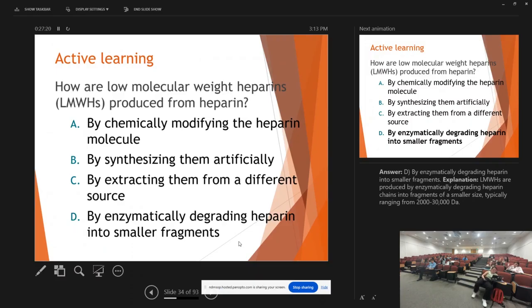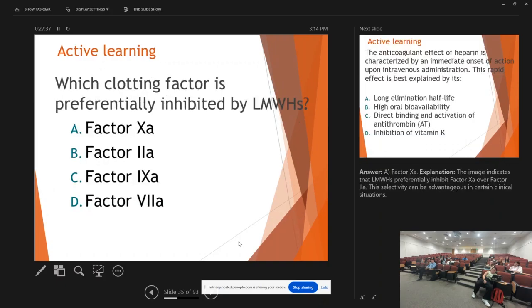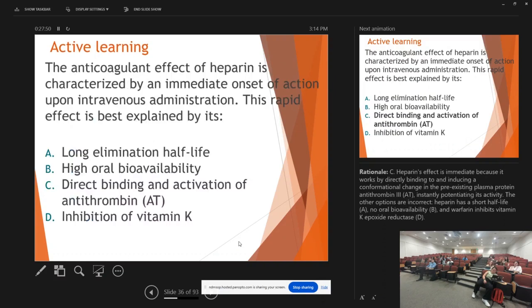Now this one should be straightforward, right? Anyone can answer, I think. Which one? D? Yes. So it's enzymatic. Low molecular weight heparin is produced by degrading the bigger molecule heparin to smaller fragments. Which clotting factor is preferentially inhibited by low molecular weight heparin? I think I just mentioned it. 10A, yeah. Oh, I forgot to put animation in there, but that's the answer.